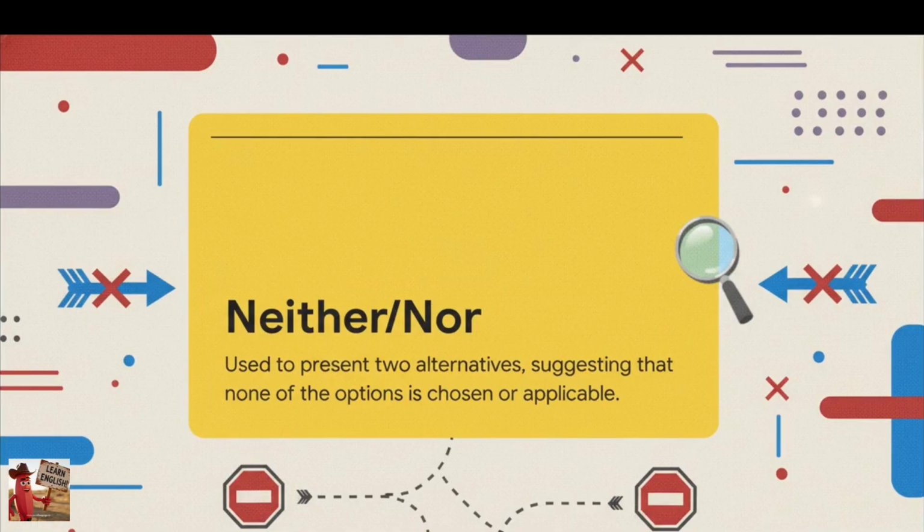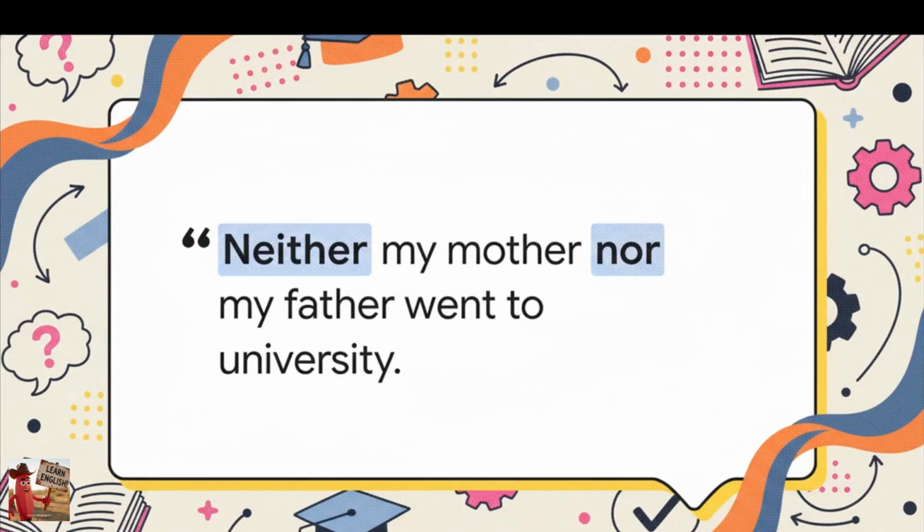All right, now let's flip the script and talk about neither/nor. It does the complete opposite. You use this one when you want to make a negative statement about two different things at the same time. It basically tells us that both options are a no. This example really shows you its power. It's just a really clean, efficient way of saying, my mother did not go to university and my father did not go to university. It knocks out both possibilities in one smooth move.